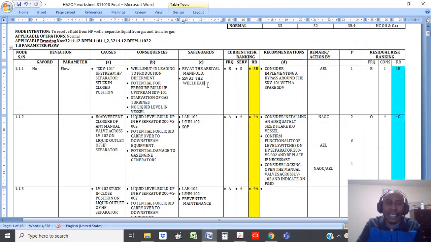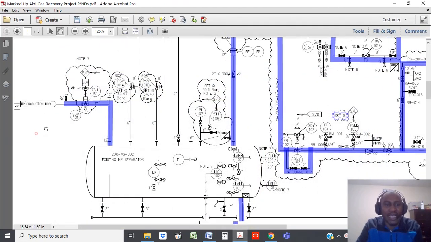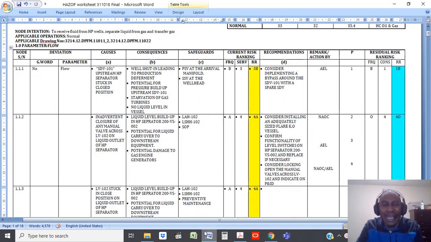Now, what are the safeguards? What are the designs we've put in place to ensure that this doesn't happen? And after we look at the designs, or the control measures you've put in place so that that doesn't happen, you also have to look at what could you do to make the system better? How could you improve it?